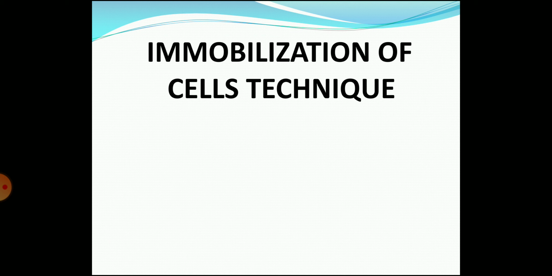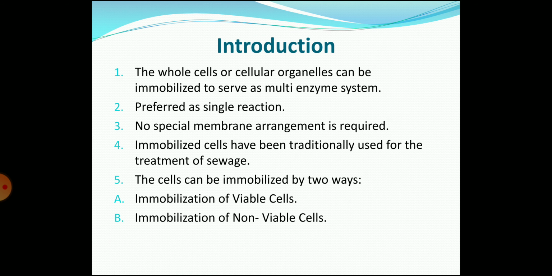Now we will see the immobilization of cell technique. Introduction. The whole cell or cellular organelles can be immobilized to serve as a multi-enzyme system. Preferred for single reactions. Here no special membrane arrangement is required. Immobilized cells have been traditionally used for the treatment of sewage. And these cells can be immobilized in two different ways. The first one is immobilization of viable cells and second one is immobilization of non-viable cells.